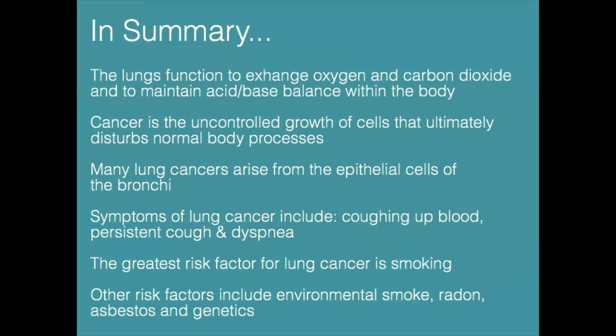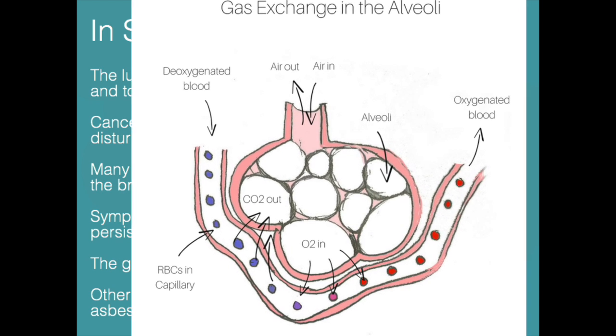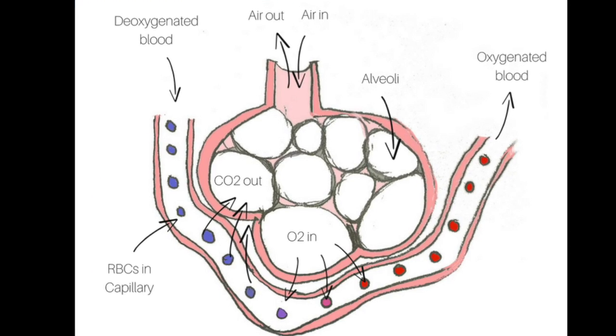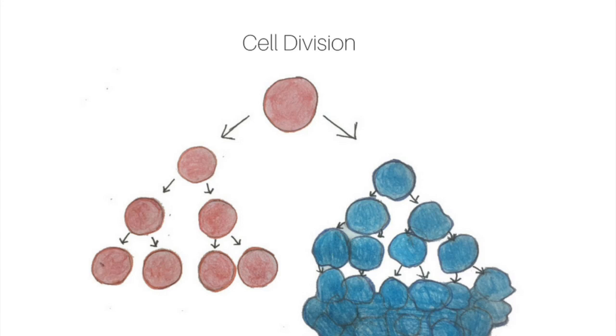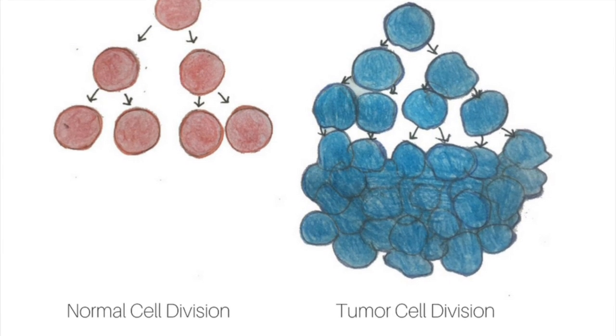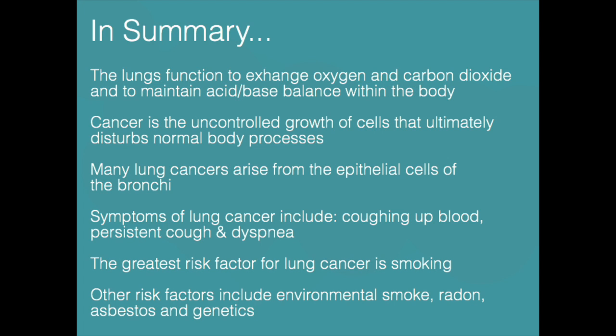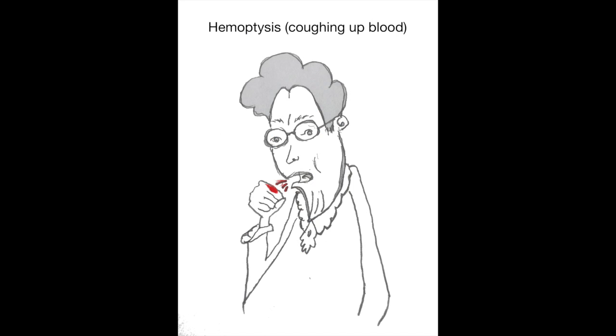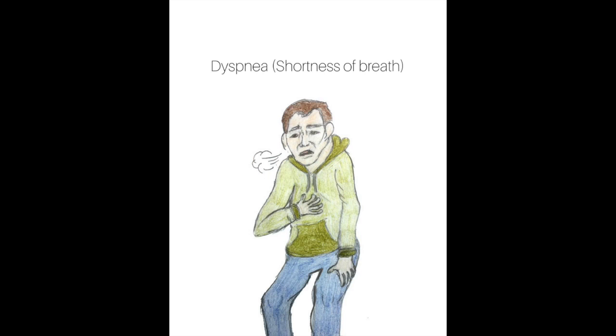In summary, the lungs function to exchange oxygen and carbon dioxide and to maintain acid-base balance within the body. Cancer is the uncontrolled growth of cells that ultimately disturbs normal body processes. Many lung cancers arise from the epithelial cells of the bronchi. Symptoms of lung cancer include coughing up blood, persistent cough, and dyspnea.